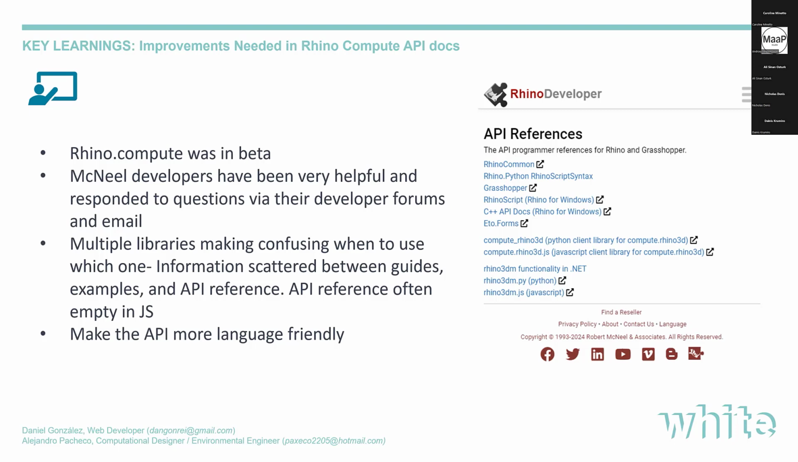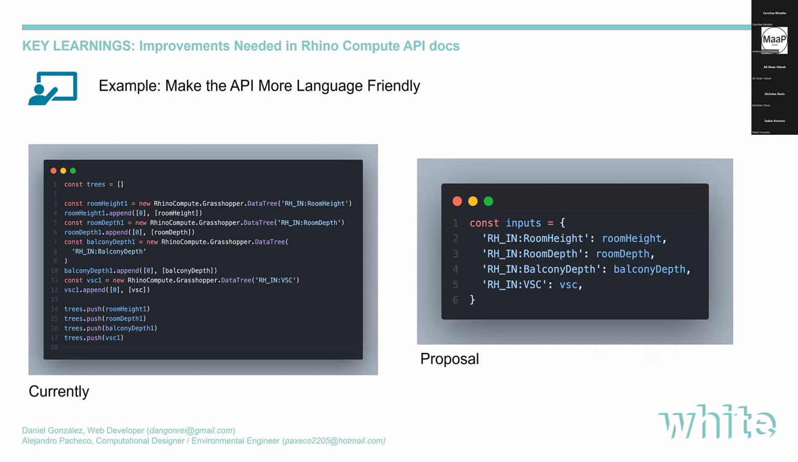So, going back to making the API more language friendly. On the left side, you can see how you send information to Rhino, or at least how you build the data structure holding information that you will send to Rhino. You have to create one data tree for each of the properties you want to send, then you have to append all that to the tree, and you send that to Rhino. But in JavaScript, the most usual way to do something like that is building a JavaScript object where you just put some properties and some values. So maybe a small wrapper on top of the data tree could simplify things a lot when building this object to communicate with Grasshopper.